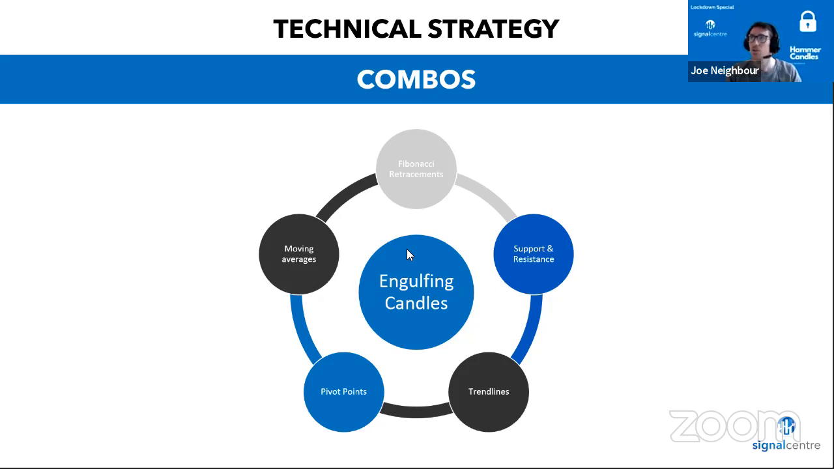So Fibonacci retracements or projections, classic horizontal support and resistance lines, trend lines, pivot points if that's something you're familiar with, and also moving averages. So you want to be seeing your hammer candles line up ideally with some of these levels that you've previously drawn in order to give you that added bit of confirmation.